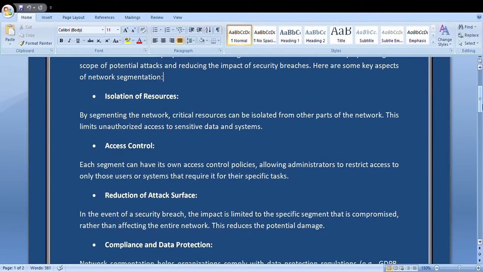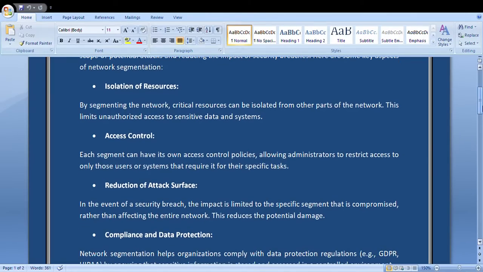Isolation of resources. By segmenting the network, critical resources can be isolated from other parts of the network. This limits unauthorized access to sensitive data and systems. Access control. Each segment can have its own access control policies, allowing administrators to restrict access to only those users or systems that require it for their specific task.